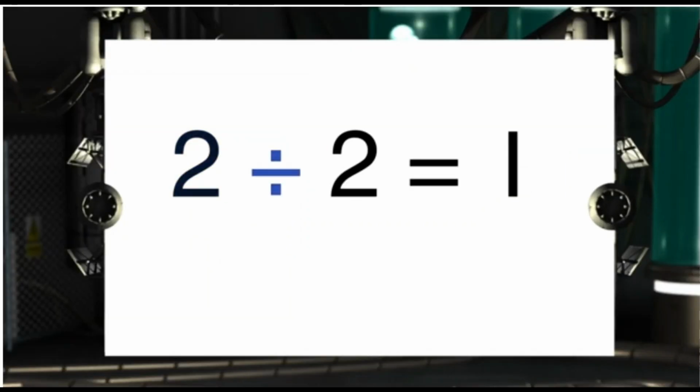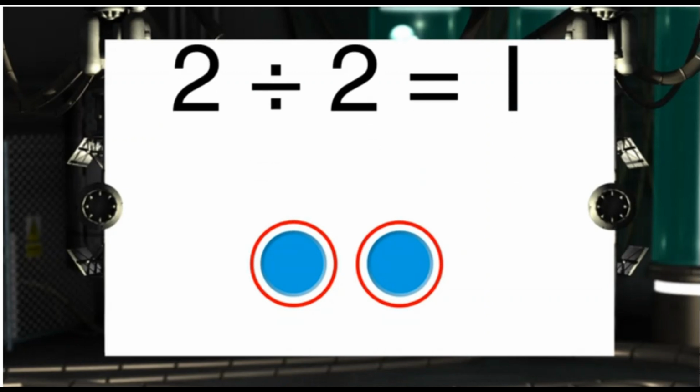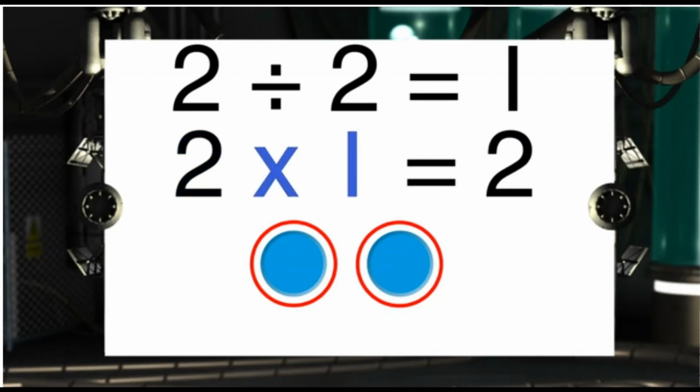So 2 divided by 2 will equal 1. If you divide 2 into 2 equal groups, only 1 goes into each group. 2 groups of 1, or 2 times 1 equals 2. You can see your multiplication and division fact families working again.